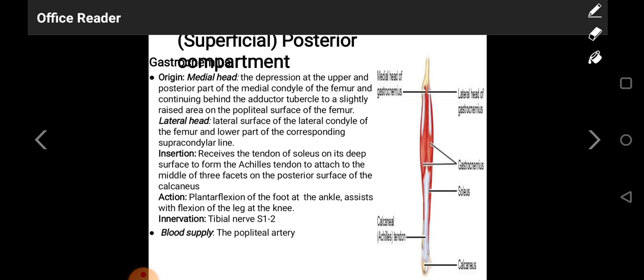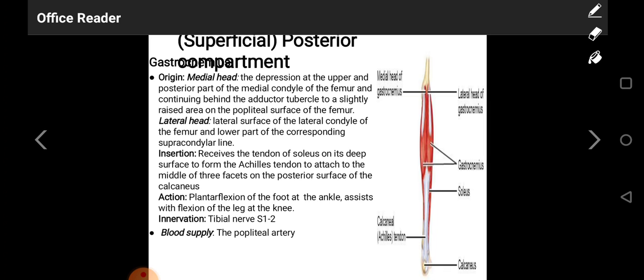Now first we come to the gastrocnemius muscle. This muscle has two heads of origin, the medial and the lateral head. The medial head arises from the depression at the upper and posterior part of the medial condyle of the femur and continues behind the adductor tubercle to a slightly raised area on the posterior surface of the femur.